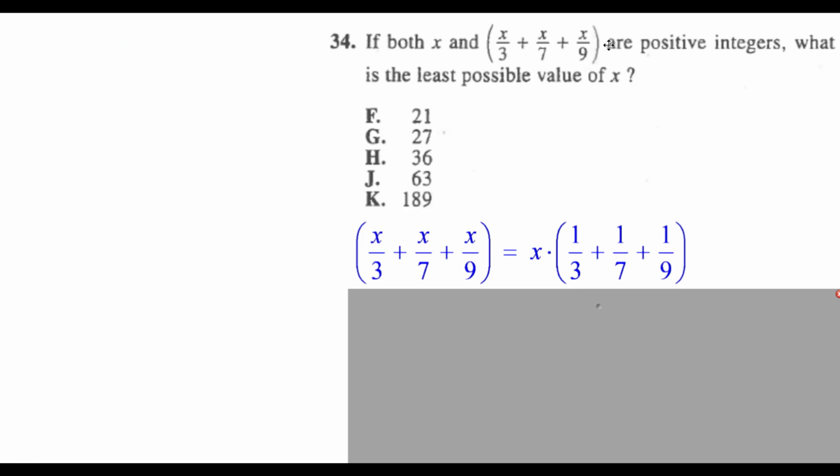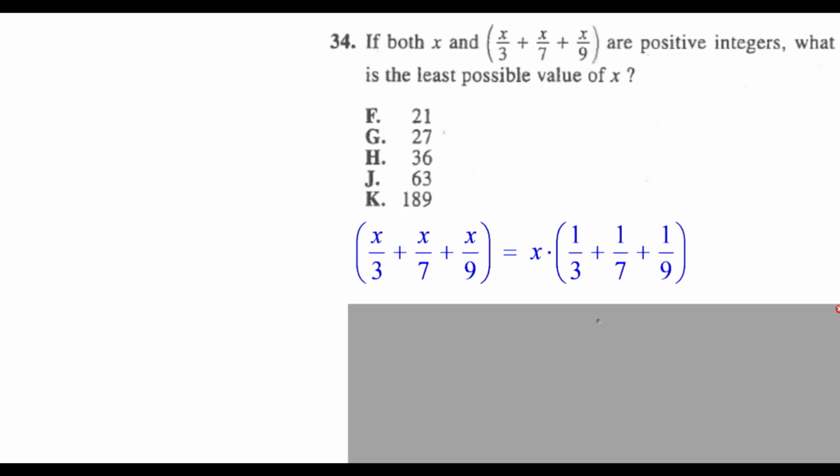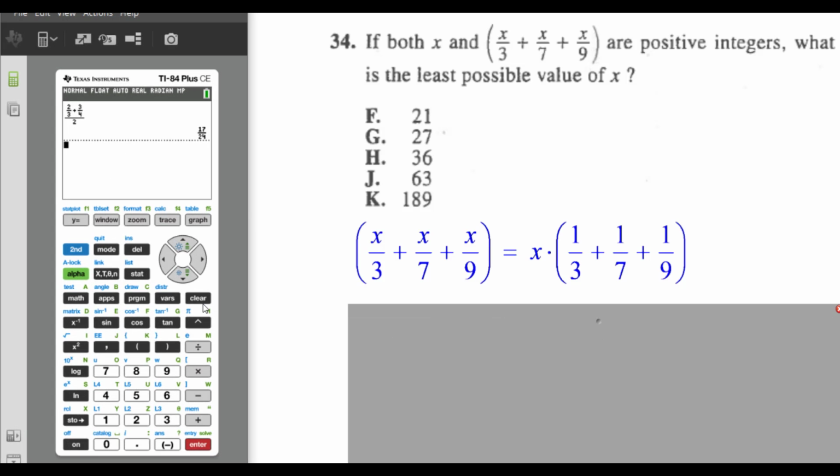So here, what I did on this expression right here, this is a positive integer. I factored out the x and got these fractions right here. So I'm going to use the calculator to add up those fractions, 1/3, 1/7, and 1/9. So again, it could be alpha y equals to get the fraction template, 1 divided by 3 plus 1/7 plus 1/9.